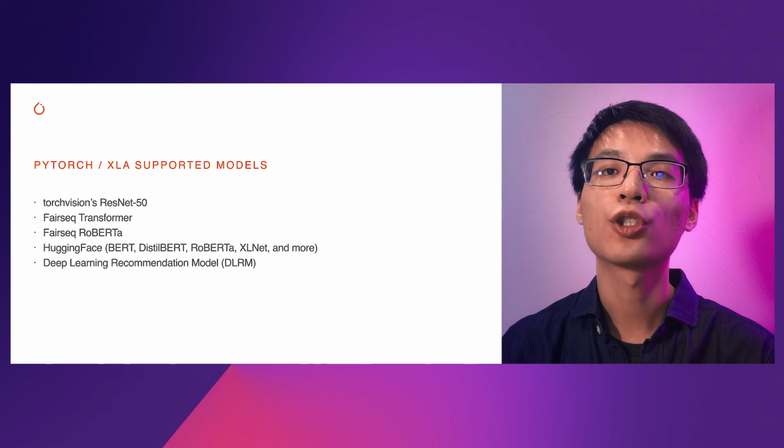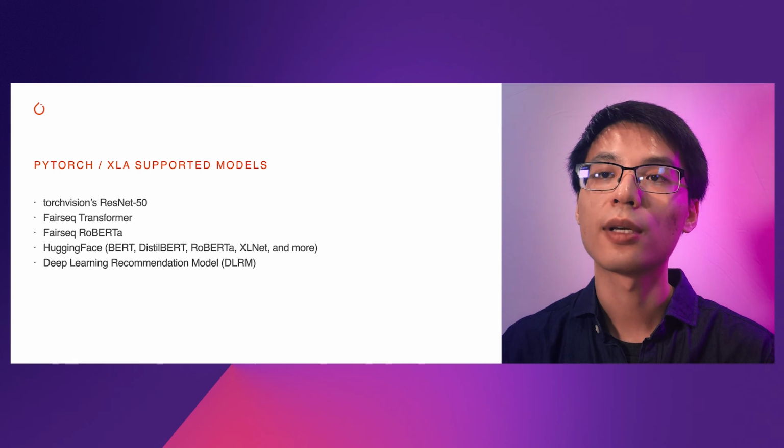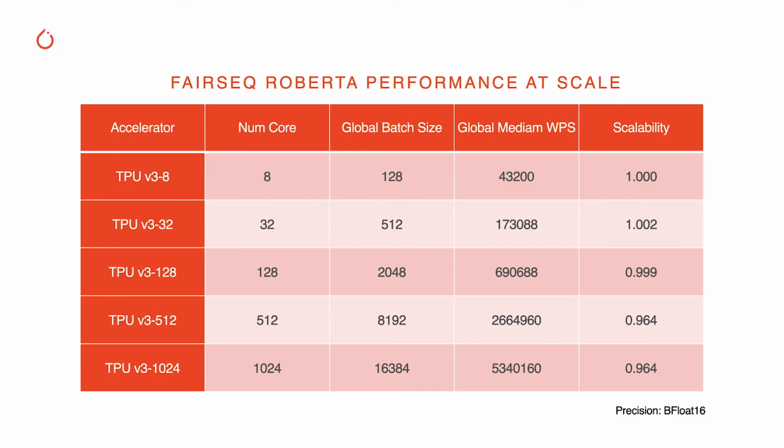We also have many officially supported models with tutorials that you can try today. These models include TorchVision's ResNet50, Fairseq Transformer, Fairseq RoBERTa, Hugging Face models, and Deep Learning Recommendation Model. Here is a chart of performance numbers we gathered by running Fairseq RoBERTa on different TPU devices. The TPU devices range from an 8-core TPU v3-8 all the way to a 1024-core TPU v3-1024. You can see how well the PyTorch XLA model scaled up.